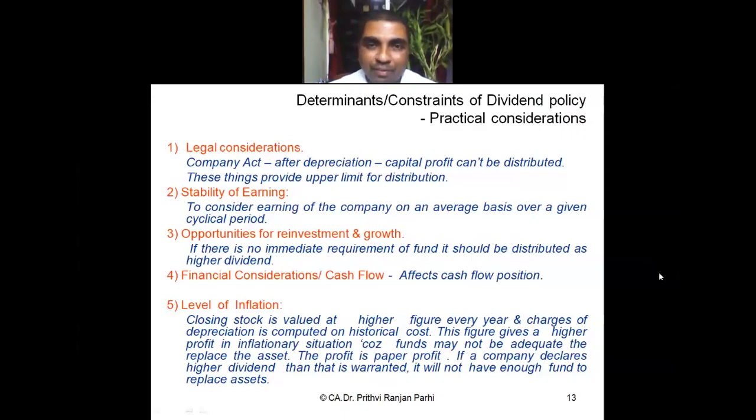If you provide depreciation or try to create a fund on today's cost of the asset, then profit will be less. That means the fund we are having to replace the asset is insufficient. Why is it happening? Because depreciation is charged on a historical cost, not on the market value of the asset.